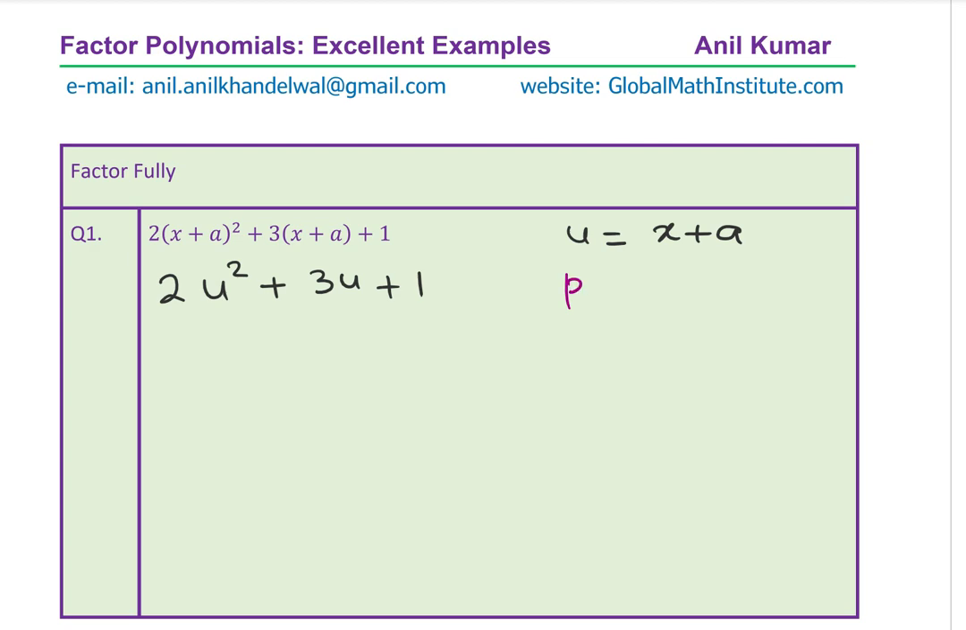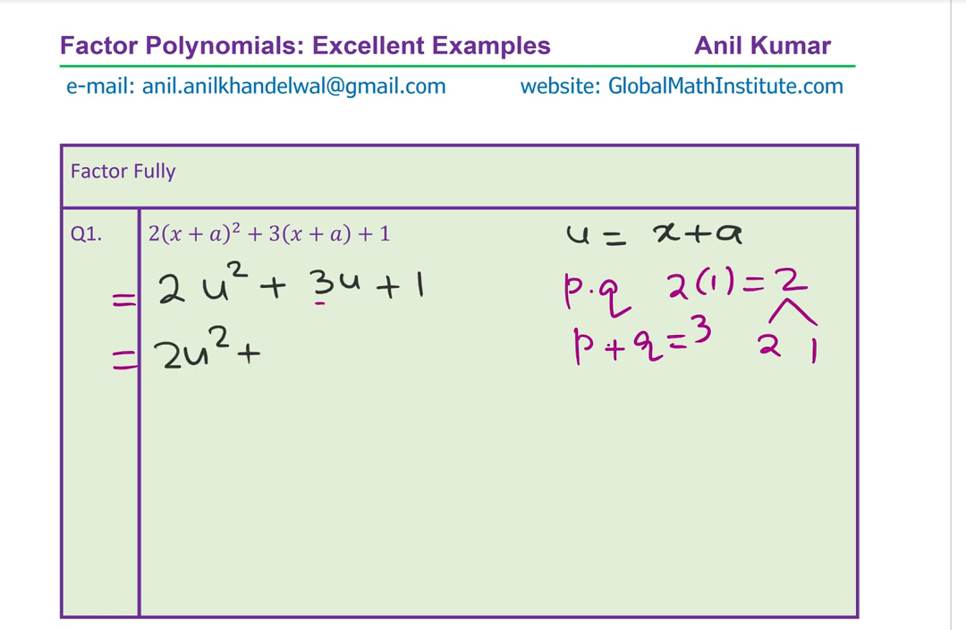So we are looking for product of two numbers to be 2 times 1, which is 2, and the sum of two numbers as 3. Well, the two which satisfy this will be 2 and 1. So I can write the given trinomial as 2u square plus, split this as 2u plus u plus 1. And now we can factor by grouping, as you can see here.